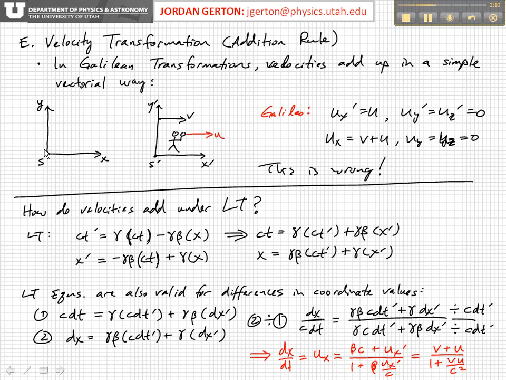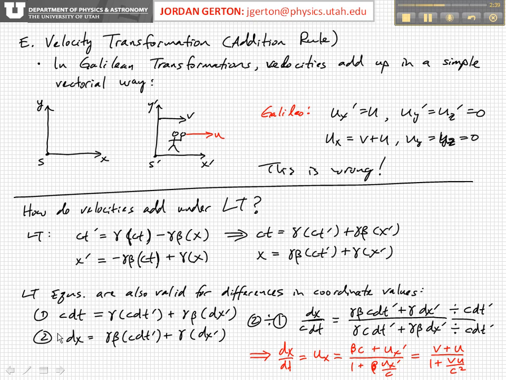Okay, so remember, when we derived the Lorentz transform equations, we actually assumed differences in coordinate values. So the Lorentz transforms are valid for differences in coordinate values. And so we just rewrite these equations, replacing t with dt and so on, t prime with dt prime and so on, and then we get these two equations.